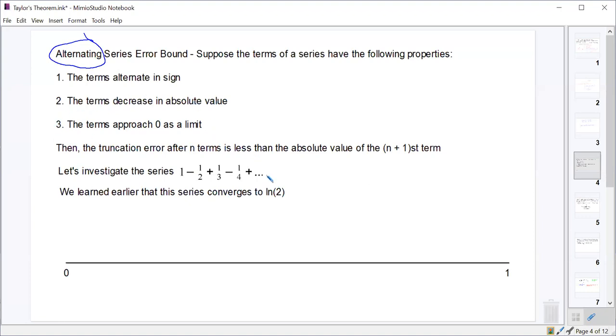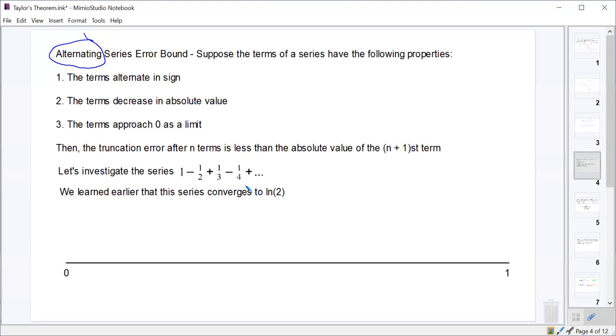So if I were to take the limit as n approached infinity, would that limit be 0 of this series, right? And so yes, this is going towards 0, right? 1, a half, a third, a fourth, a fifth, a sixth, a seventh. It's going to 1 over infinity, which is 0, right? So if those three criteria are met, the terms approach 0, their absolute value gets smaller, and they alternate, then the truncation error after however many terms, after n terms, is always going to be less than that next term's absolute value.